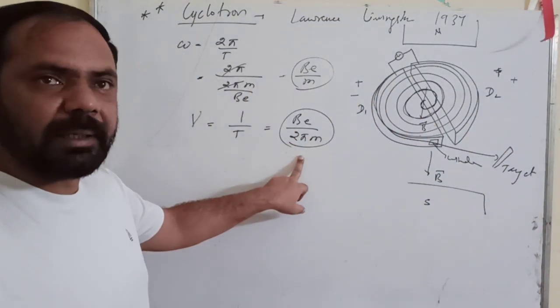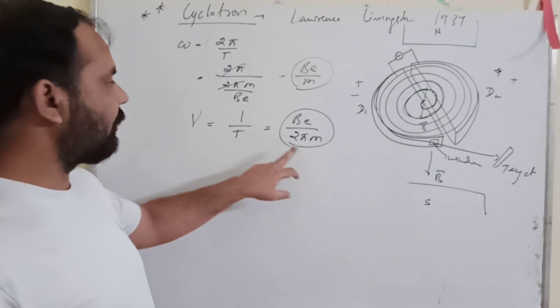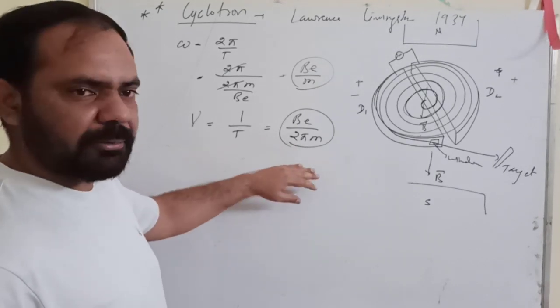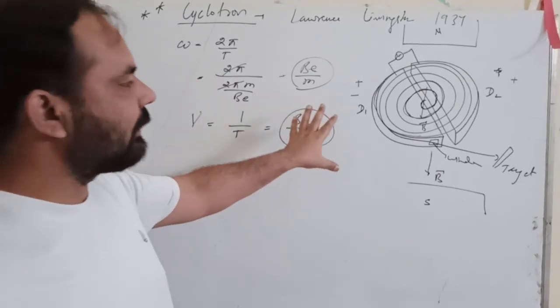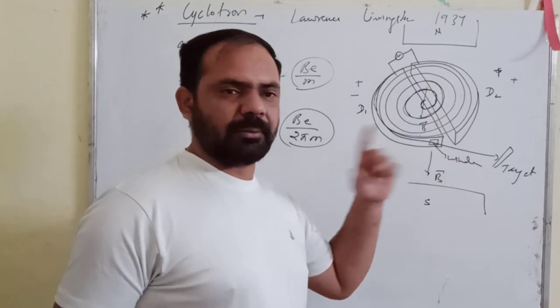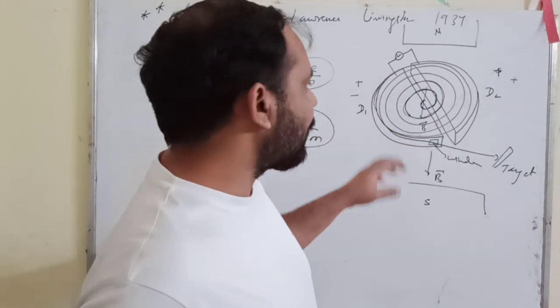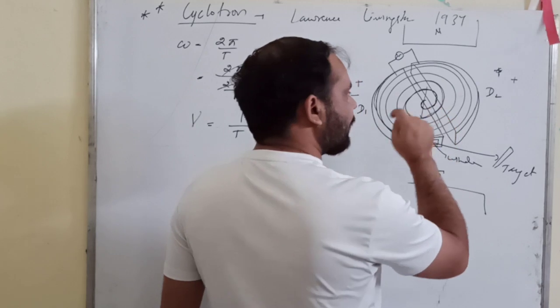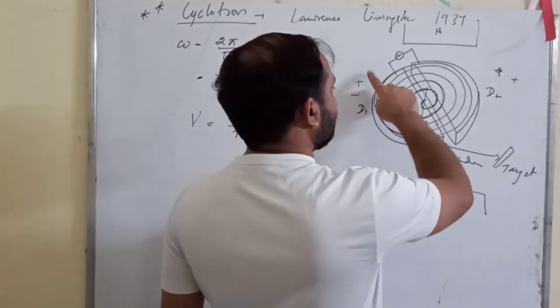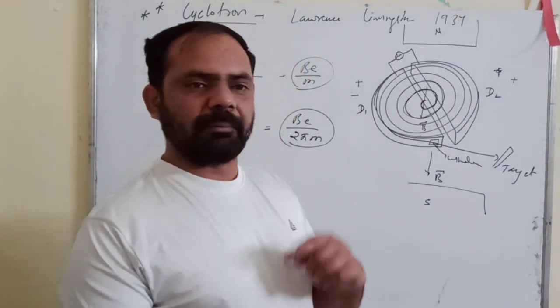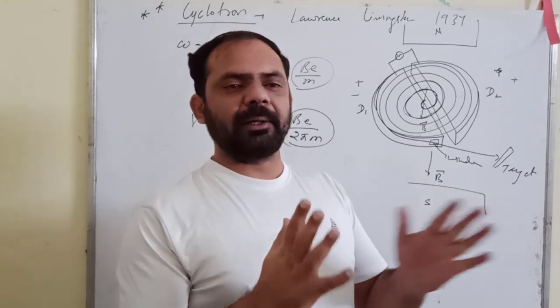Now this frequency is called the magnetic resonance frequency. This is actually the resonance frequency. You can understand simply that here is a kind of resonance. What type of resonance is there? Resonance is when the charged particle reaches the gap, and at the same instant the polarity of the D's reverses. So this is a kind of resonance.